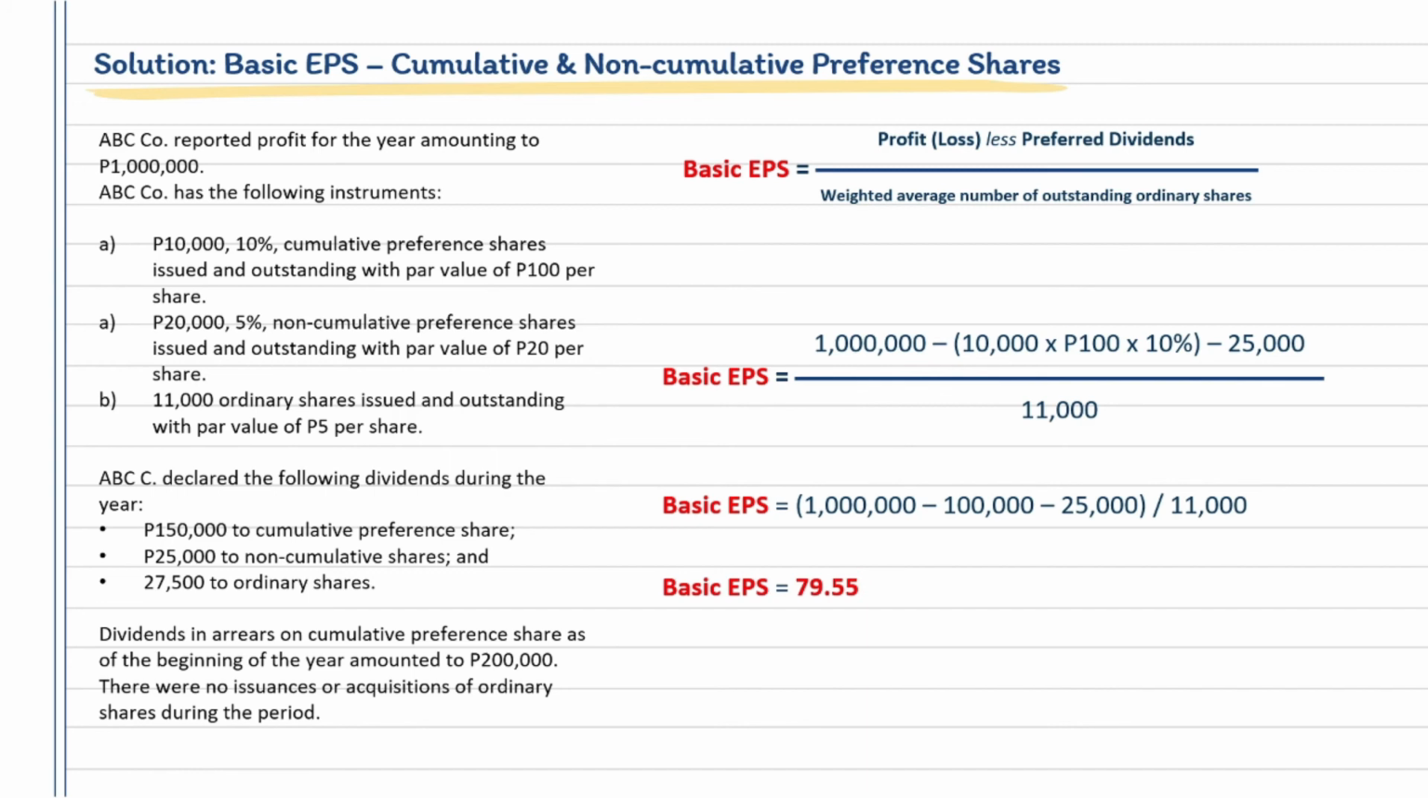So why did we include the 20k non-cumulative preference share? It is because it was not yet declared. The 150k cumulative preference share, we did not include because only one year's dividend is included. The declared ordinary share dividends, we just ignore, because they are considered as declared to ordinary shareholders. The dividends in arrears, we also ignore because they are not included in computing basic EPS.